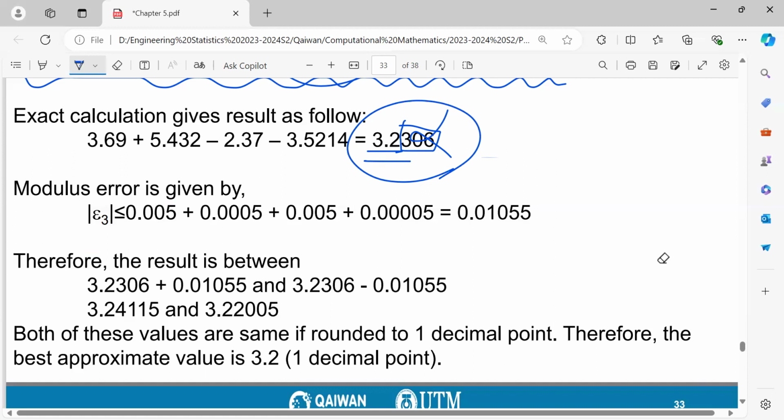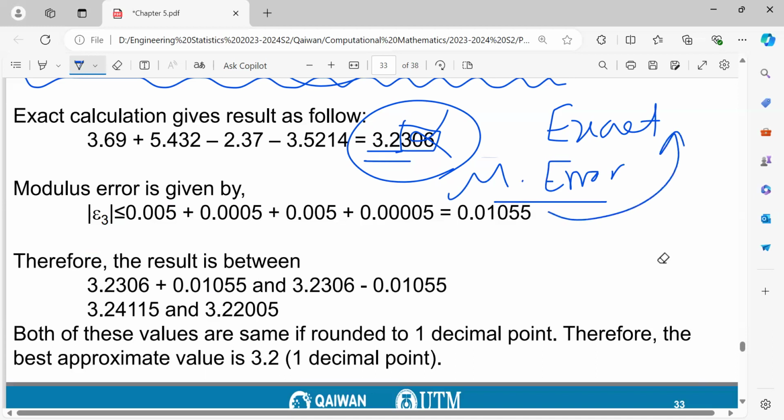That's it. Here we have just 3 steps. In the first step, we find the exact value. Then we find the error, meaning the modulus error. And then in the third step, we just add and subtract the modulus error to and from the exact value.